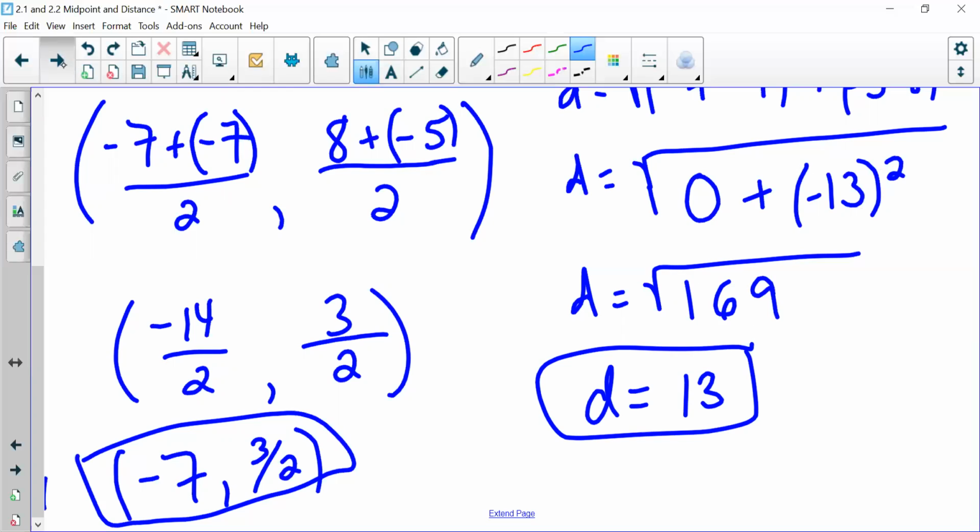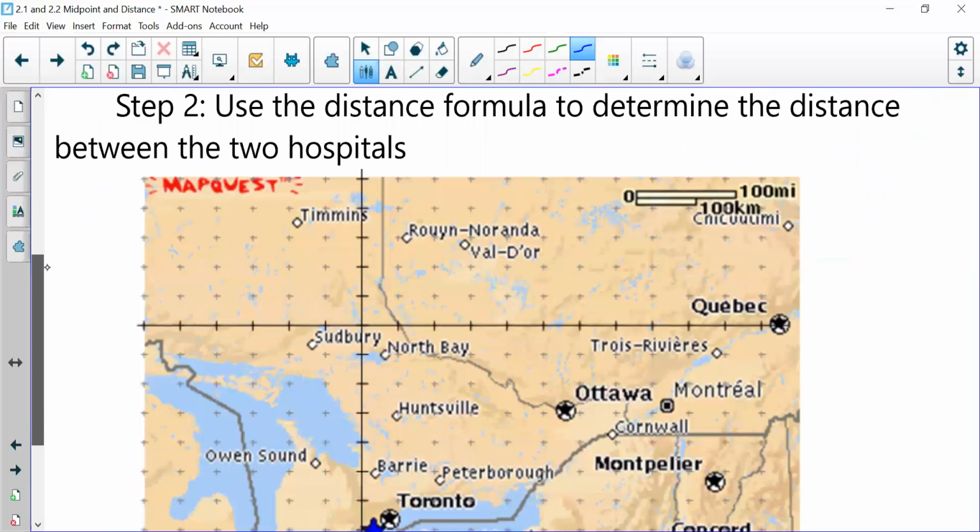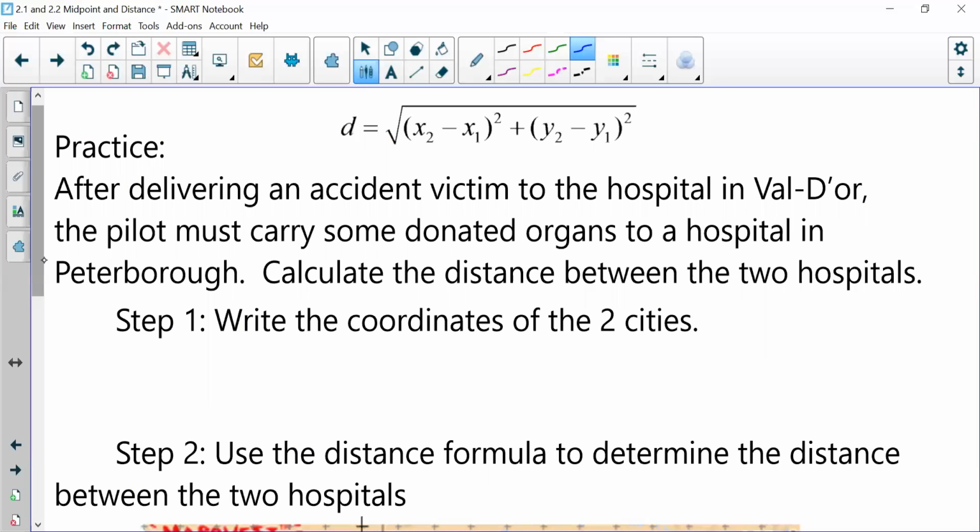So, some fairly basic formulas. I want you guys to try these next 2 questions, and this is where we'll take it up tomorrow. You have a map down here. It's asking you to figure out the distance between Val d'Or and Peterborough, I believe. Yep, Val d'Or and Peterborough.